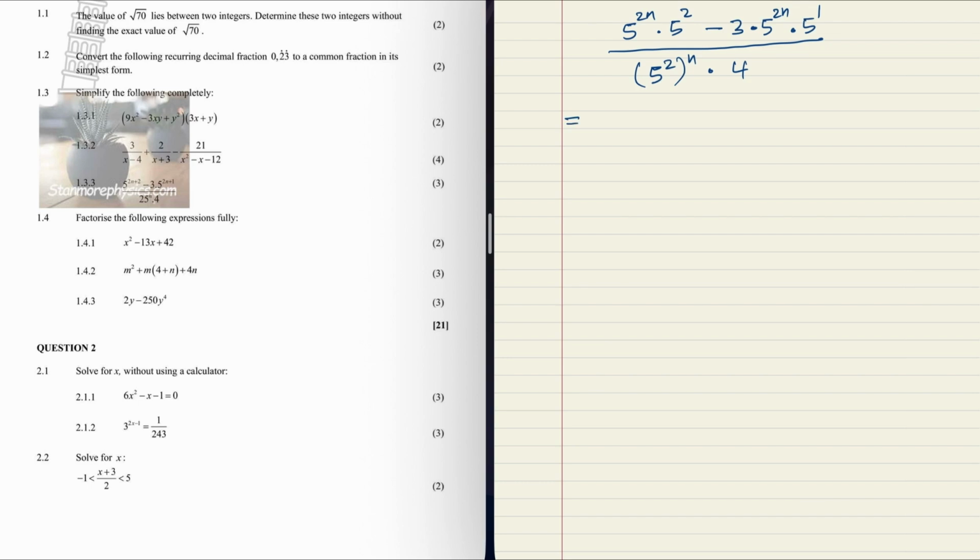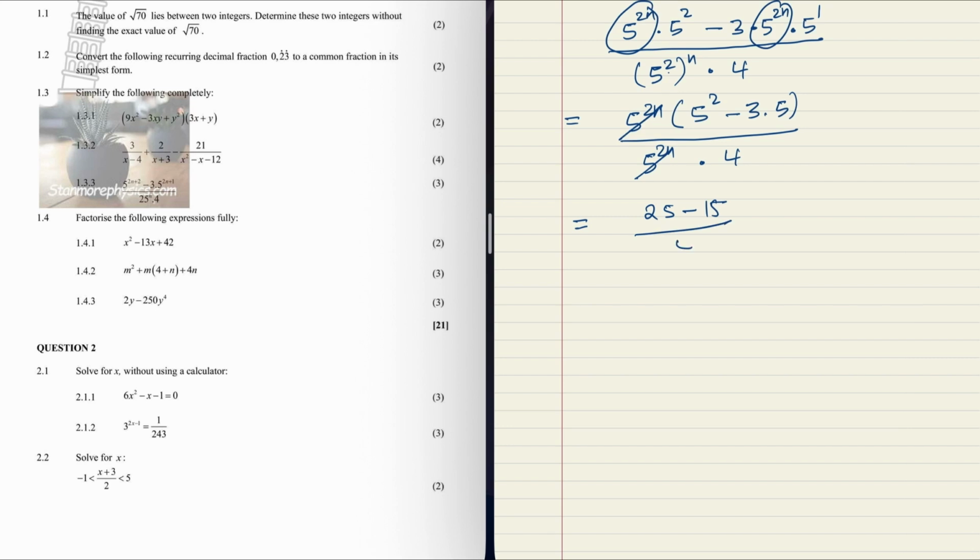Now in my numerator I can take out 5 to the power 2n as a common factor. So 5 to the power 2n, open bracket, 5 squared minus 3 times 5. And that's divided by, in my denominator, I can simplify the 5 squared to the power n as 5 to the power 2n, and multiplied by 4. The 5 to the power 2n cancels, and that leaves me with 25 minus 15 divided by 4. So that's equal to 10 divided by 4, which is equal to 5 over 2.